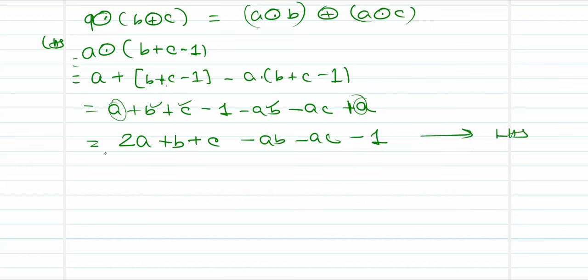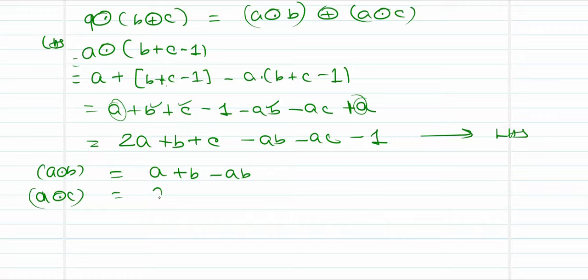Now I will do the first part of my RHS, A dot circle B. So A dot circle B is A plus B minus AB. And what is my A dot circle C? So this is going to be A plus C minus AC.